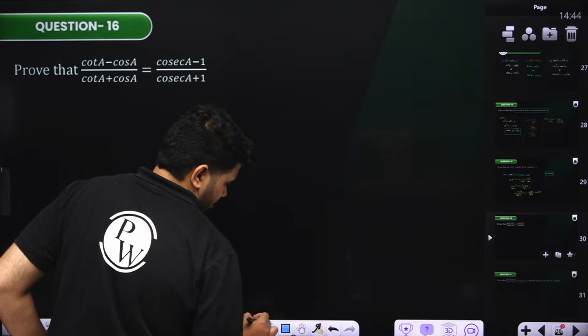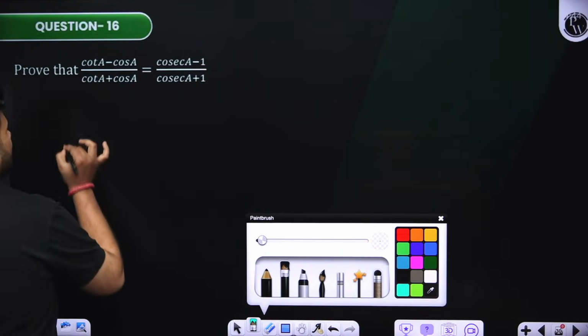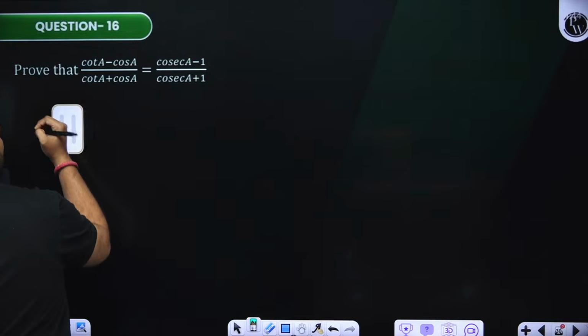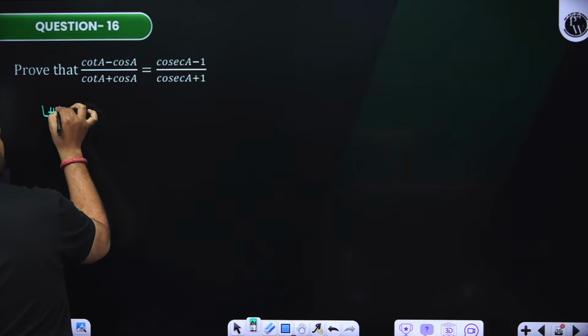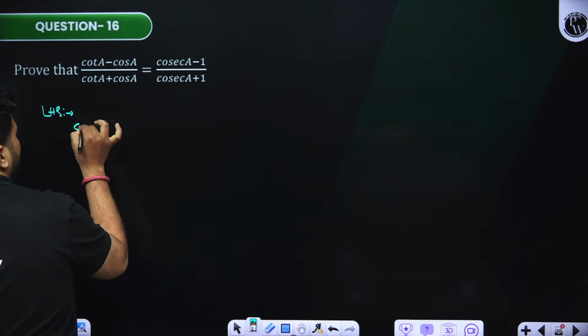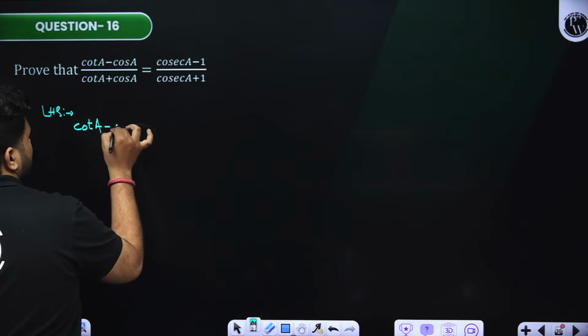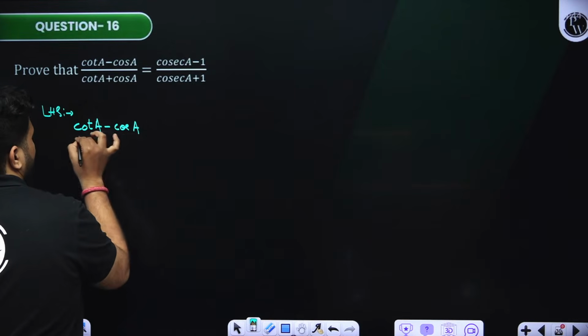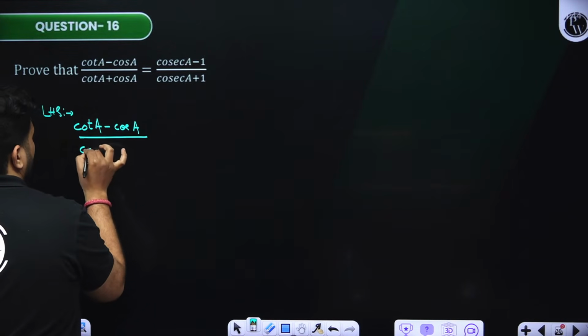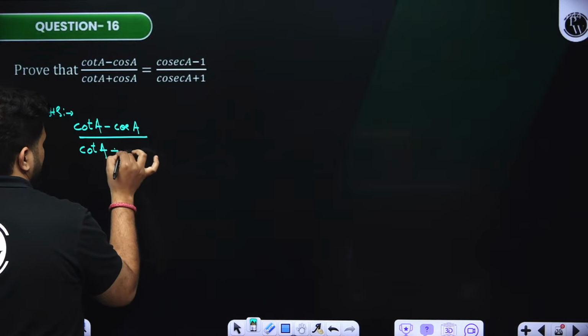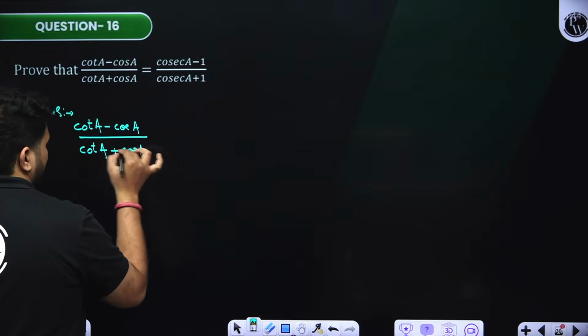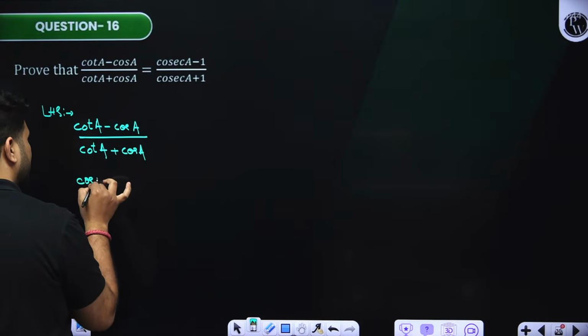So from here, students, we have nothing but what? We will start with LHS. That is cot A minus cos A divided by cot A plus cos A. Clear? So from here, students, this can be written as nothing but what? Cos A by sin A.